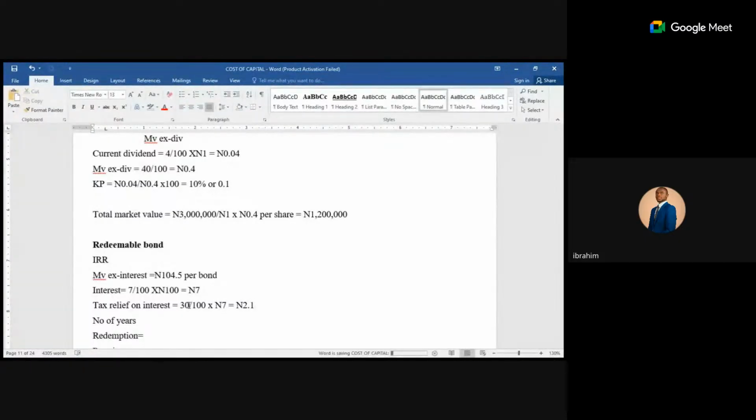2.1. And I said that if you don't want to use this one, I gave the formula even when we were doing the analysis. You can use interest times open bracket 1 minus tax rate. Tax relief on interest will reduce the interest. If you say 7 minus 2.1, you have your answer. If you do interest times 1 minus tax rate, you have the final answer. Whichever one you use, you will still have the same thing.